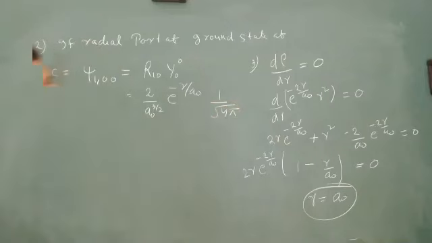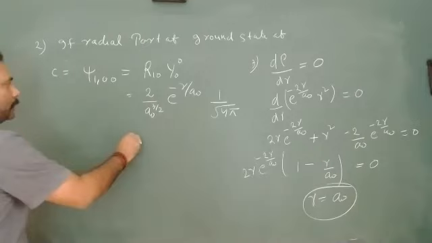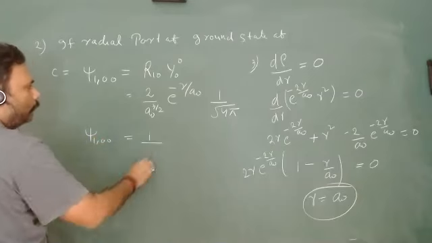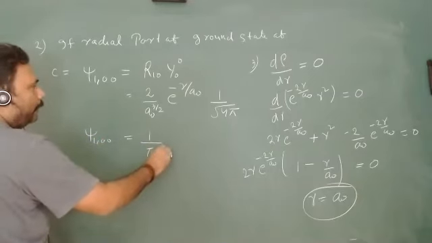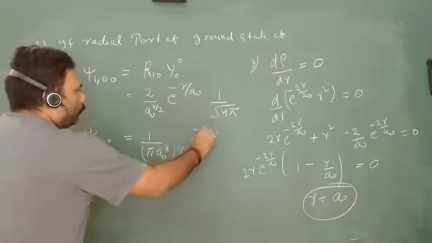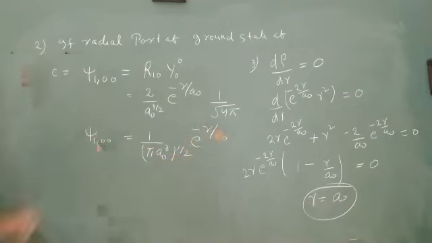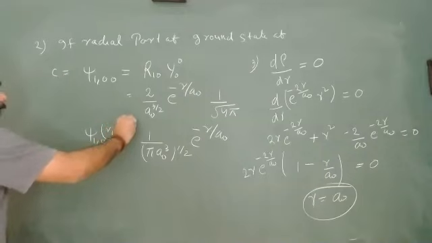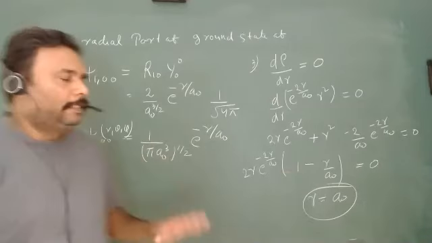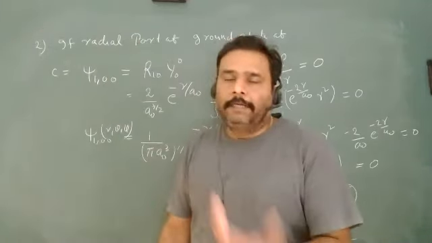So if you are using this expression, psi 100 will come out as 1 upon pi a naught cube to the power 1 by 2, e to the power minus r upon a naught. If you are using this expression, what are the variables? The variables are r, theta, and phi. Always keep in mind, if you are going to use this expression, these are your variables.